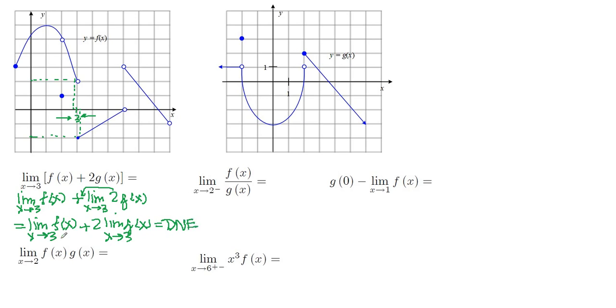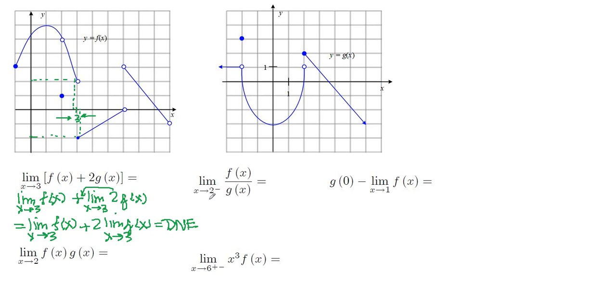Now, if we got closer to a number there, we could put that number in, and then we'd look at g of x as x approaches 3, and it looks like the g of x values get close to maybe 0.7, and we can plug that 0.7 in there, and we get a number. Not in this case.